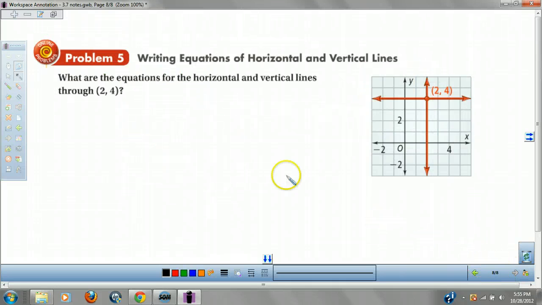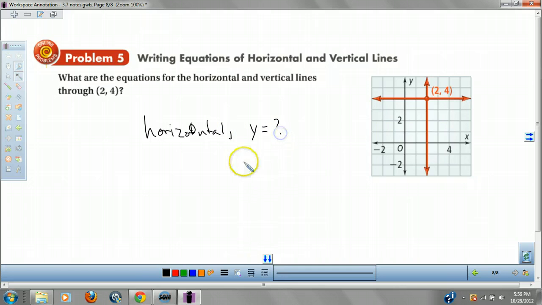Last slide, guys. Find the equations for the horizontal and vertical lines through 2, 4. Here's my hint. Horizontal lines are always going to be y equals something. Vertical are always going to be x equals something, right? Okay, so for this one, my x is 2, my y is 4. My y is 4. So I'm going to make this really easy.